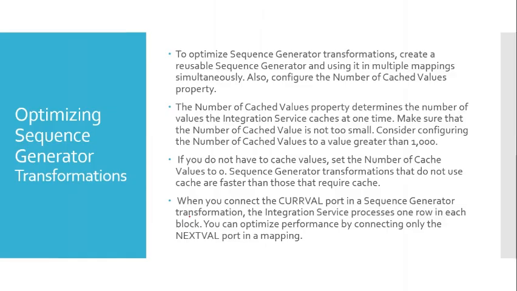What is the sequence generator? Sequence generator just generates serial numbers, like one, two, three. If you are inserting any record and you want to generate an ID or some number, why do we use the sequence generator?